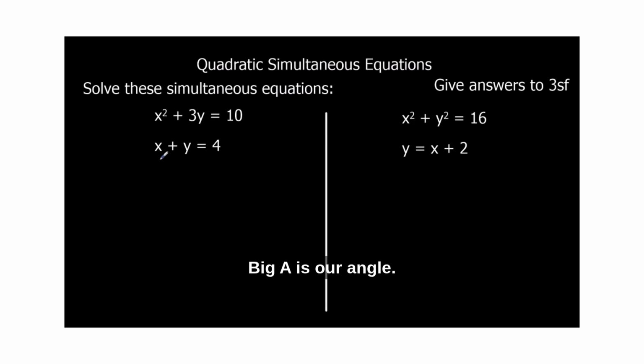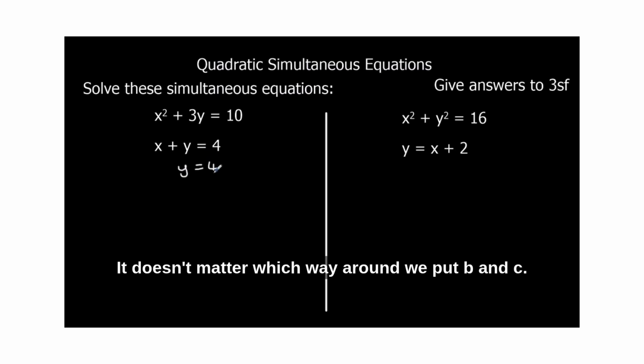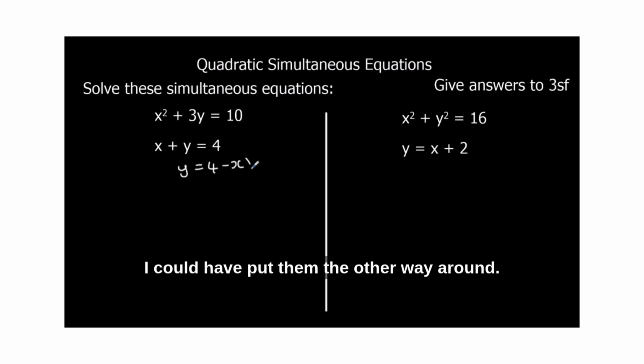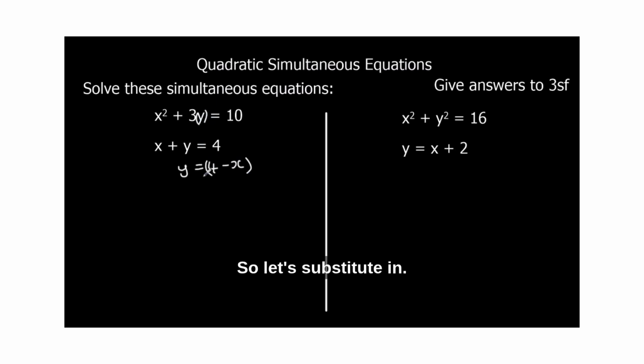Okay, so we need to make this linear equation either x equals or y equals. So I'm going to make it y equals, so I'm going to take x away from both sides, and that will give me y equals 4 minus x. Then I can substitute for wherever I've got y here. I can change it to 4 minus x, because y is 4 minus x. So x squared plus 3 times 4 minus x equals 10.